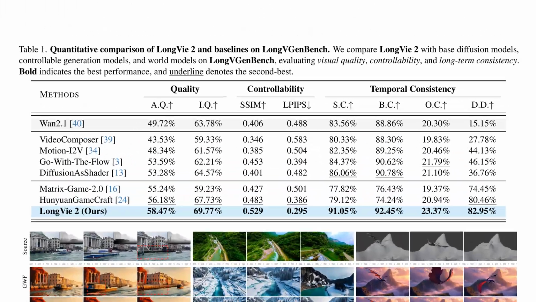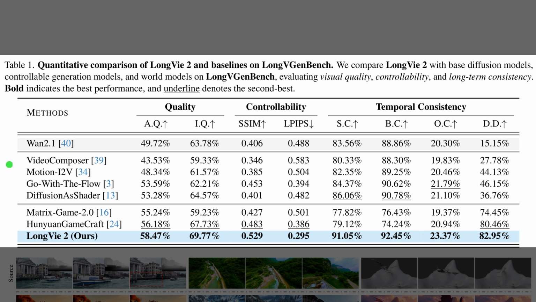Table 1 summarizes how LongVie 2 stacks up against prior video and world models on the Long versus General Bench dataset. The table shows that LongVie 2 scores the best or second best across visual quality, controllability, and temporal consistency, so it delivers both sharp frames and stable motion. Structural similarity, or SSIM, measures how closely generated frames match the reference, while LPIPS measures perceptual distance that correlates with human judgment. LongVie 2 achieves the highest structural similarity and the lowest perceptual distance, which indicates very accurate and natural-looking control. The subject and background consistency scores are also highest, confirming that key objects and environments remain coherent over long durations.